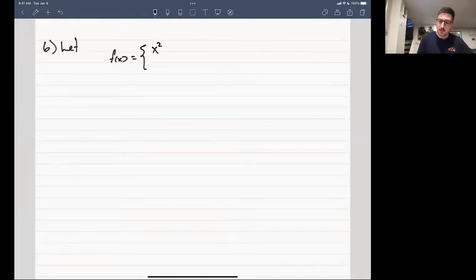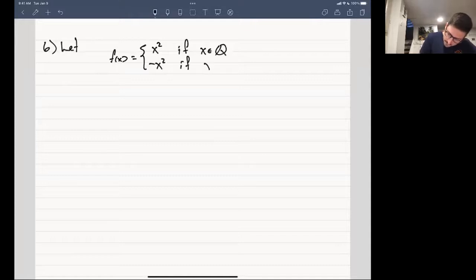So this thing is going to give you x squared if you put in a rational number, right? So 1/2, that's fine, I'll give you 1/4 in return. But if you put in an irrational number, then it's going to give you minus the square of that thing. So maybe you put in pi, well, it's going to give you -pi². Or you put in √2, it's going to give you -2. So the question is, where is this thing continuous?